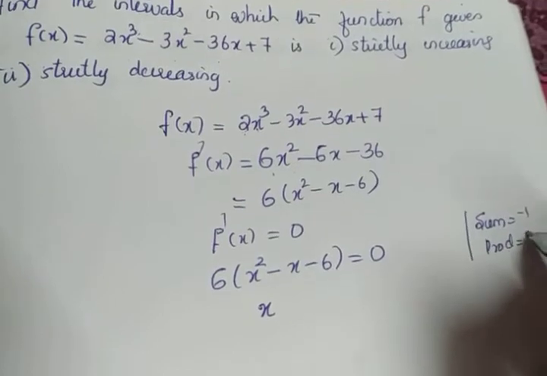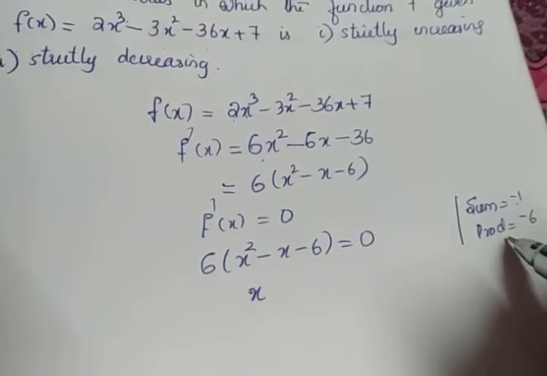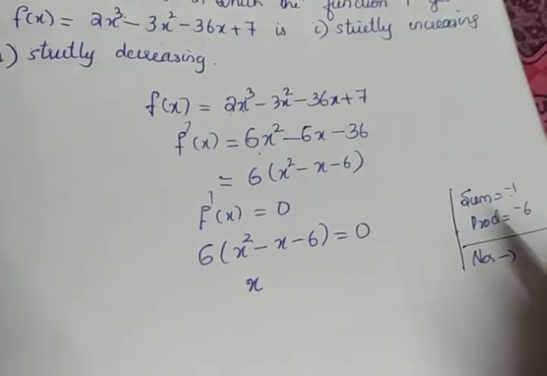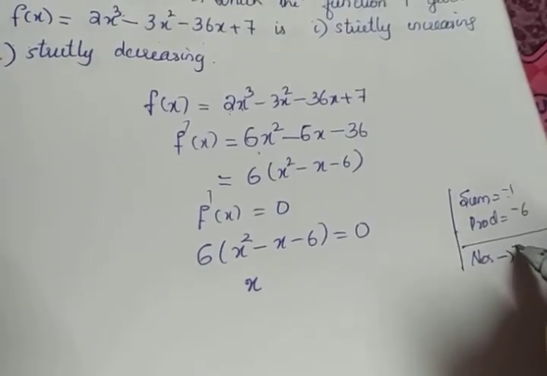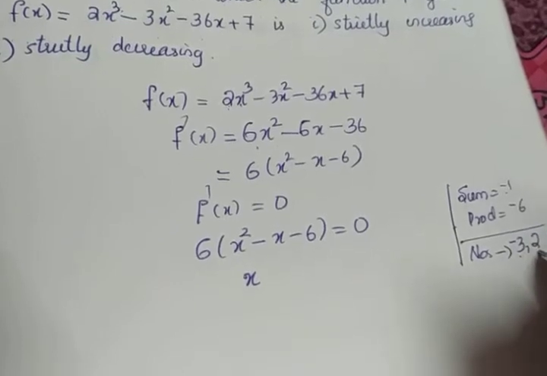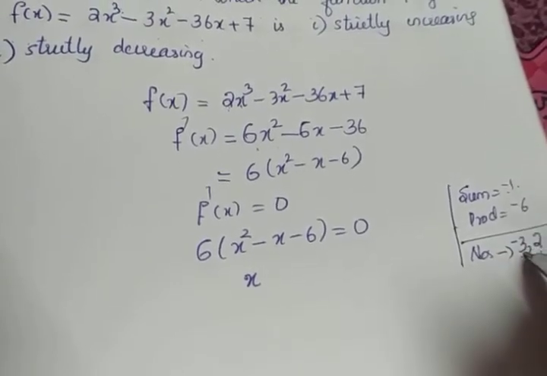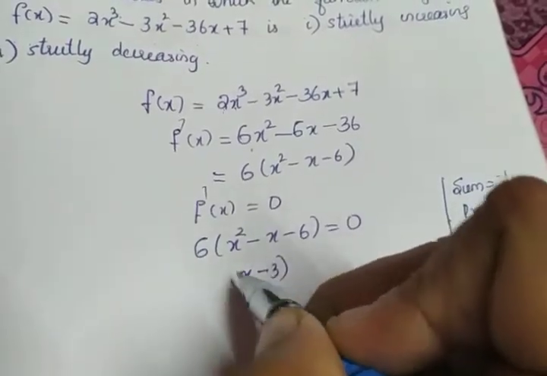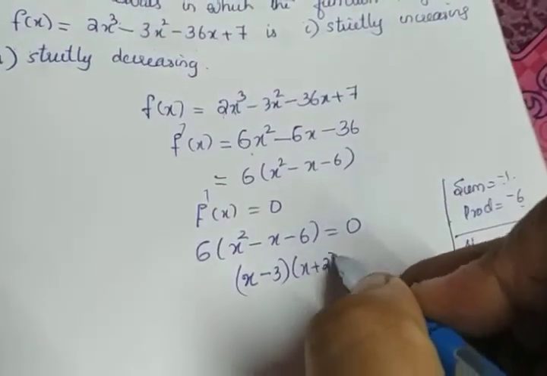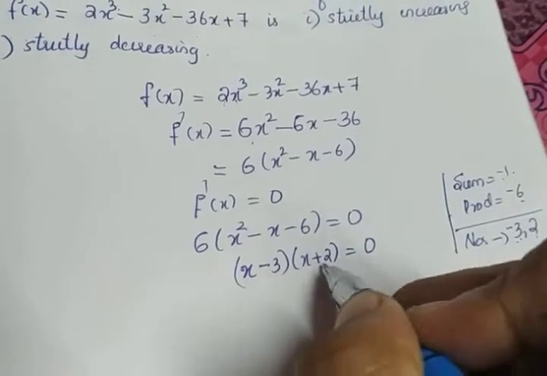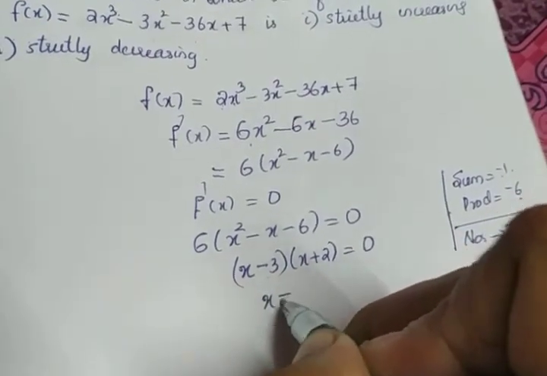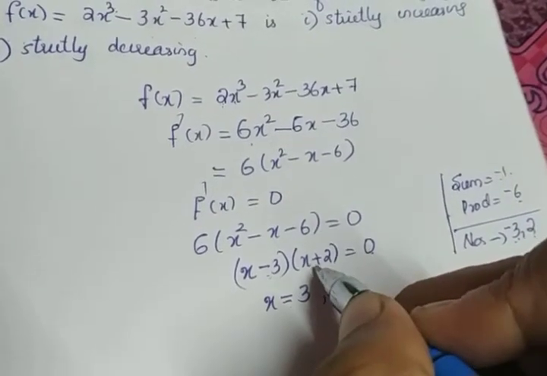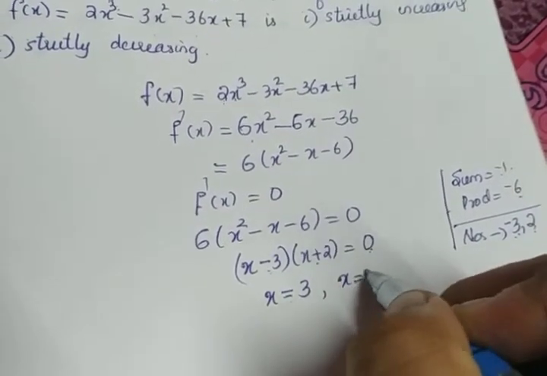Go back to your 10th standard portion. Sum is minus 1 and product is minus 6. Which are the numbers which give you sum as minus 1 and product as minus 6? The numbers will be minus 3 and 2. Minus 3 plus 2 gives you the sum as minus 1, and minus 3 into 2 gives you minus 6. So we can factorize it as x minus 3 into x plus 2 is equal to 0. Each term we can equate to 0: when x minus 3 is equal to 0, we are getting x equal to 3, and when x plus 2 equal to 0, we are getting x as minus 2.